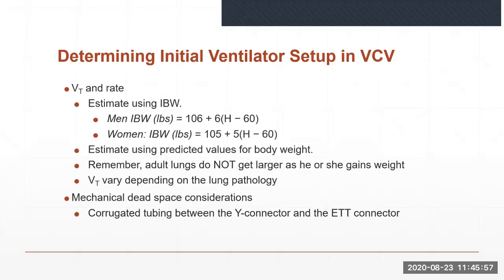The normal spontaneous tidal volume for a healthy adult is about 5 to 7 mLs per kilo, with a spontaneous respiratory rate of 12 to 18 breaths per minute. Minute ventilation is about 100 mLs per kilo of ideal body weight.